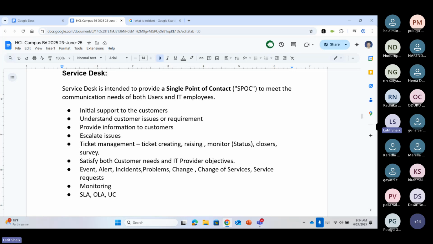Understand the customer's situation, understand the customer's requirements or issues, and provide the required information to the customer. Listen to the customer, especially an angry or frustrated customer. Listen to the customers and make them understand the situation. You understand first, and then make them understand what the situation is.